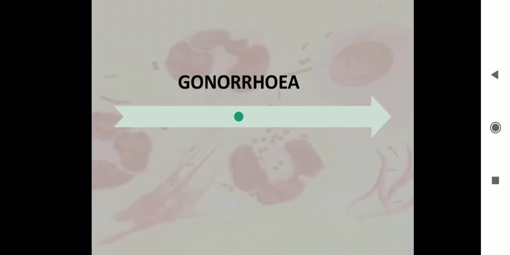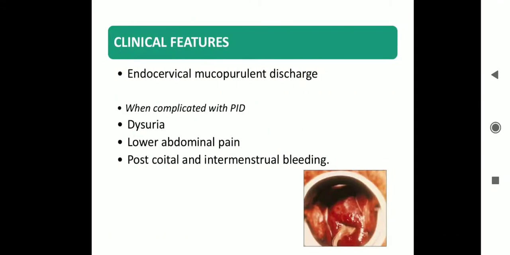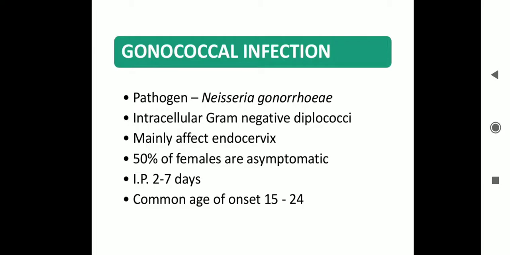Next, overview of the differential diagnosis, one by one we'll take up. That is, gonorrhea is one of the causes. Clinical features: it is an endocervical mucopurulent discharge. When it is complicated with PID, we can have dysuria, lower abdominal pain, postcoital and intermenstrual bleeding.